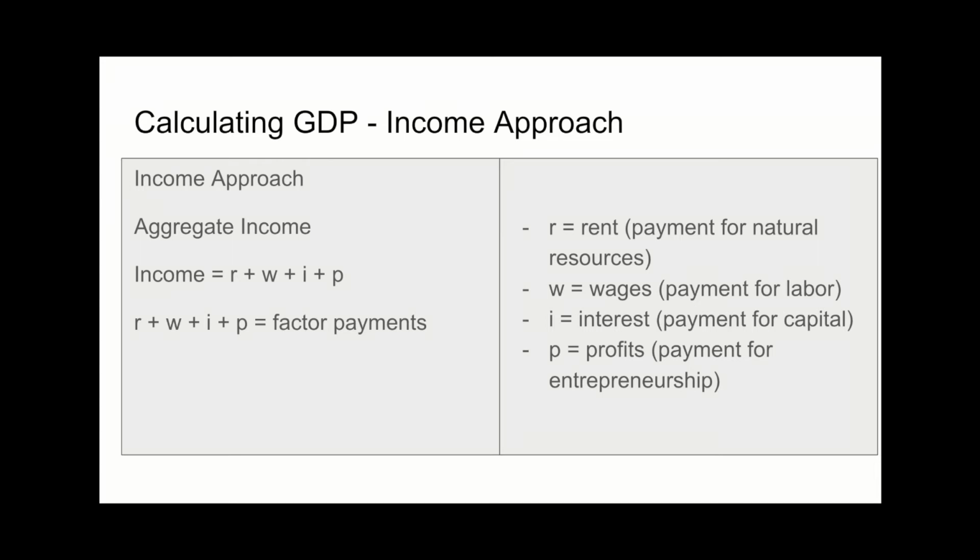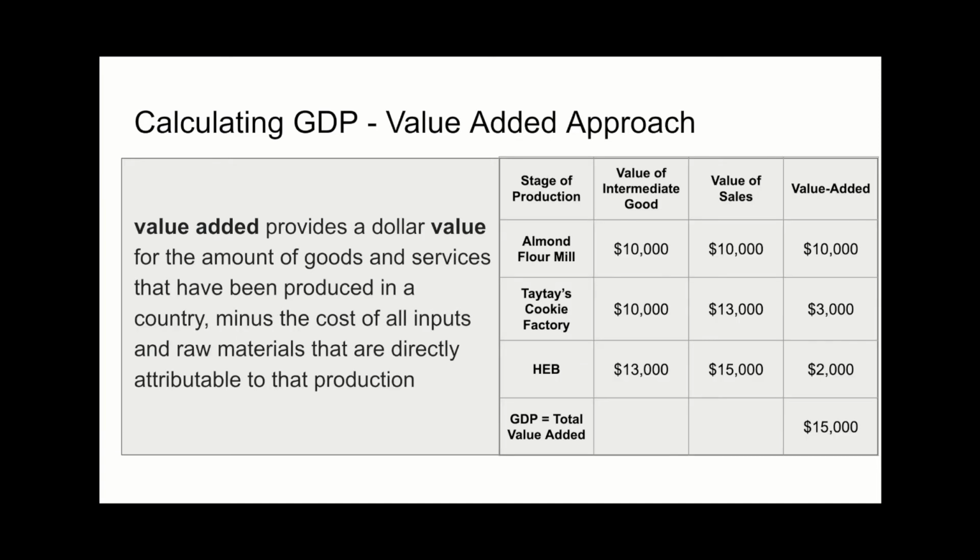Then we're going to add I to that. That's interest. That's payment for the use of capital. So if someone's paying to use factory equipment and machines, then the money that they earn is going to be called interest. And then finally, profit. That's payment for entrepreneurship, aka when you own your own business, the money that you make is called profit. So that's the other way to add it up. R plus W plus I plus P. There is also a value added approach that you won't see as often either.